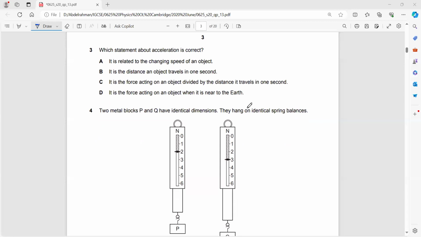Which statement about the acceleration is correct? It's related to the changing speed of an object.